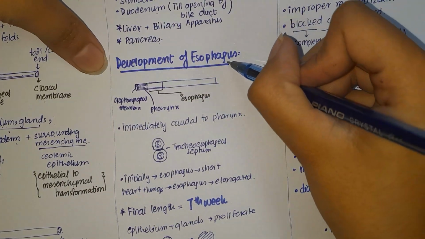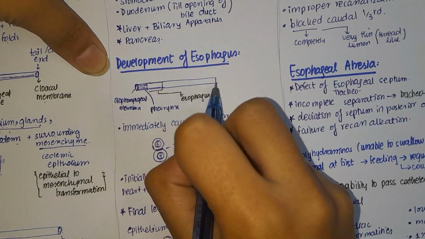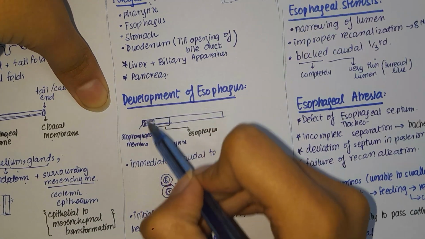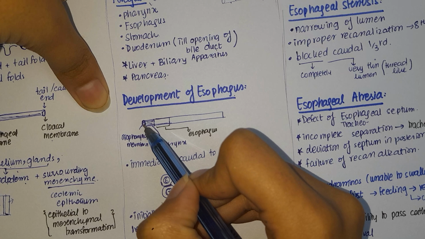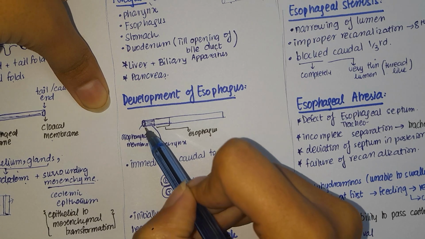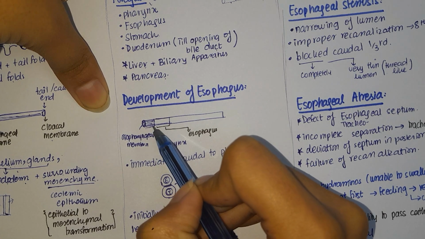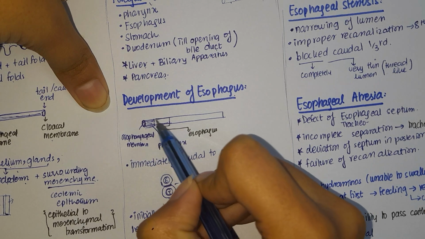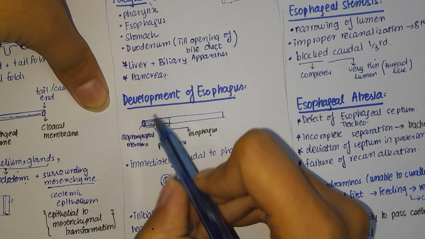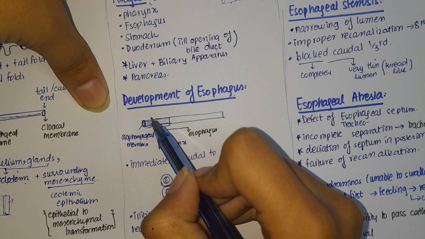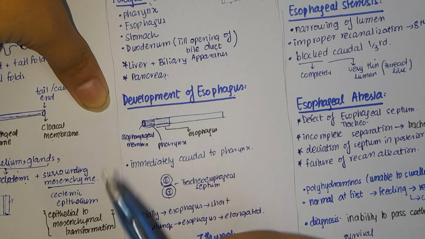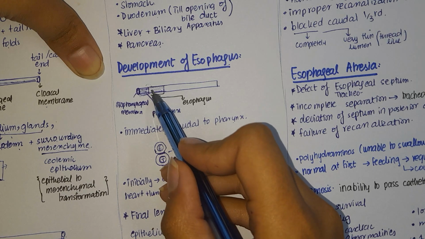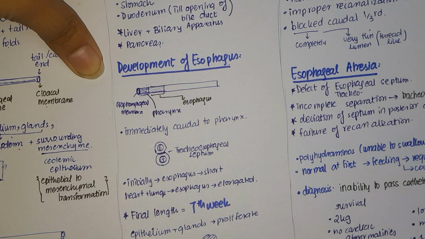Now the development of the esophagus. For example, I took a piece from here and this is your foregut. So from your foregut you have firstly the oropharyngeal membrane, as I told you in the previous video. Then the first portion is going to be for the pharynx. Just at the ending of the pharynx you will have the segment of esophagus starting. So that segment of esophagus is caudal to the pharynx. Immediately caudal to the pharynx we have the segment of esophagus, from where the esophagus will develop from the foregut.